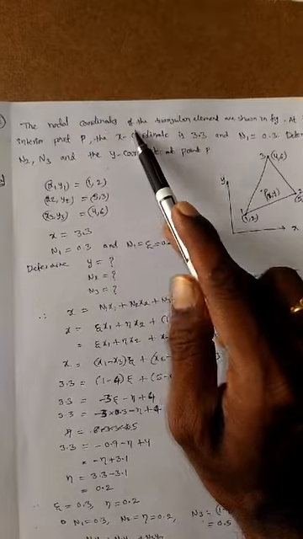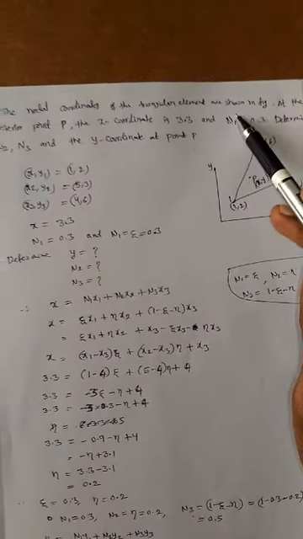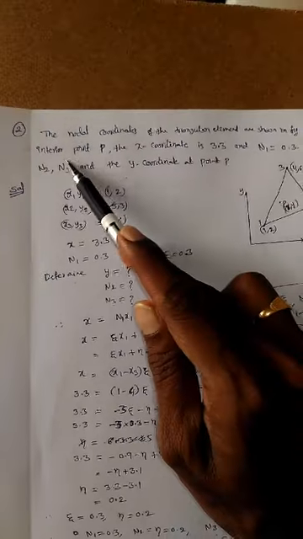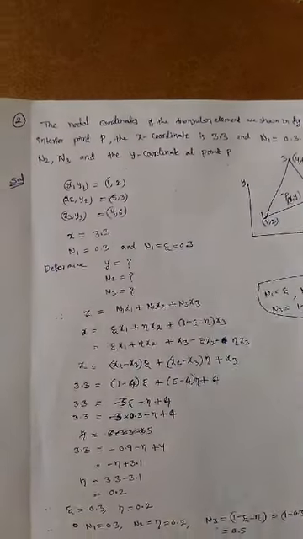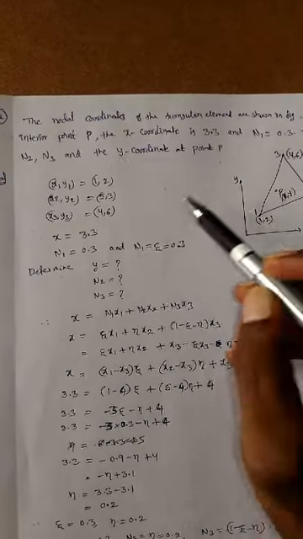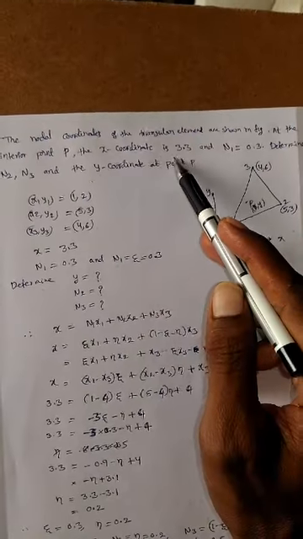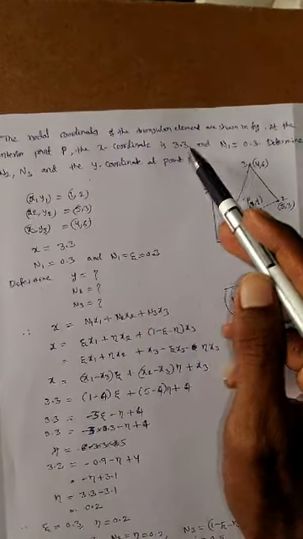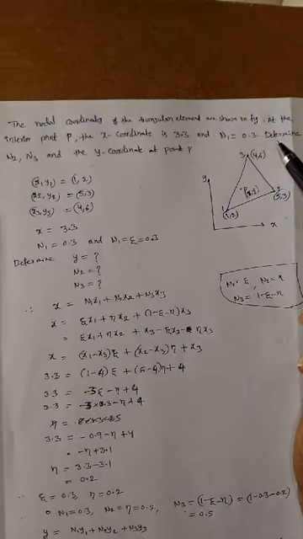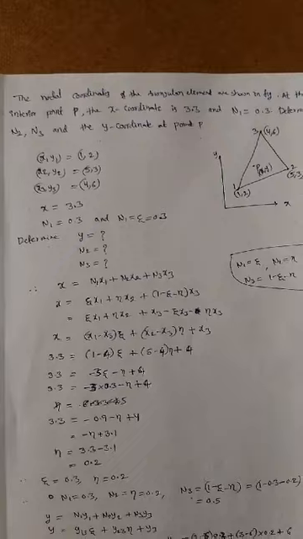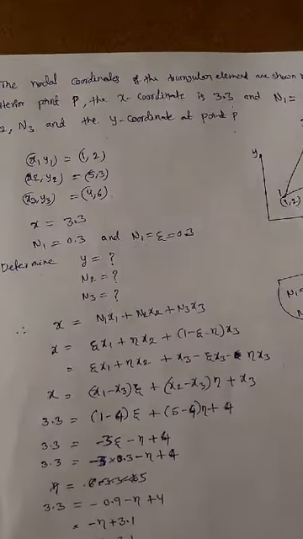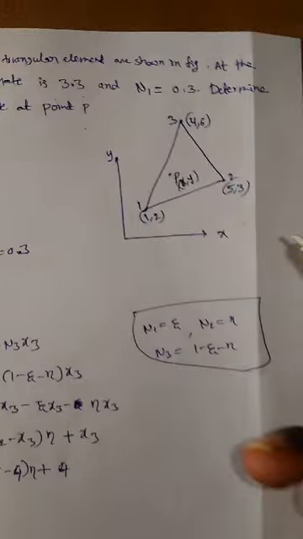The nodal coordinates of the triangular element are shown in figure. At the interior point P, the x coordinate is 3.33 and n1 is equal to 0.3. Determine the y coordinate at point P.